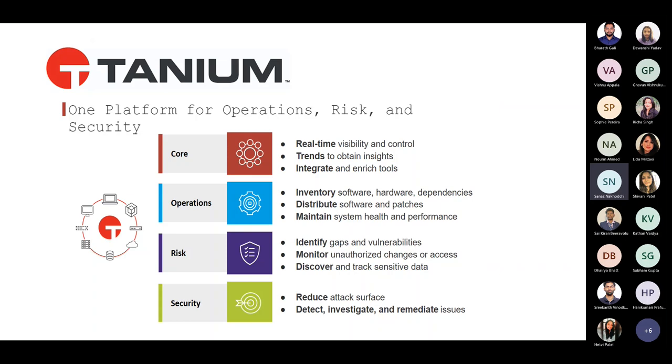So Tanium is one platform, but it can work in different sections. It gives you an idea about the operational part of your organization, if you are at risk, and it can provide you a report about the security as well. It's a platform that works with real-time visibility and controls. You have the option with Tanium to have a broad view of the whole organization.